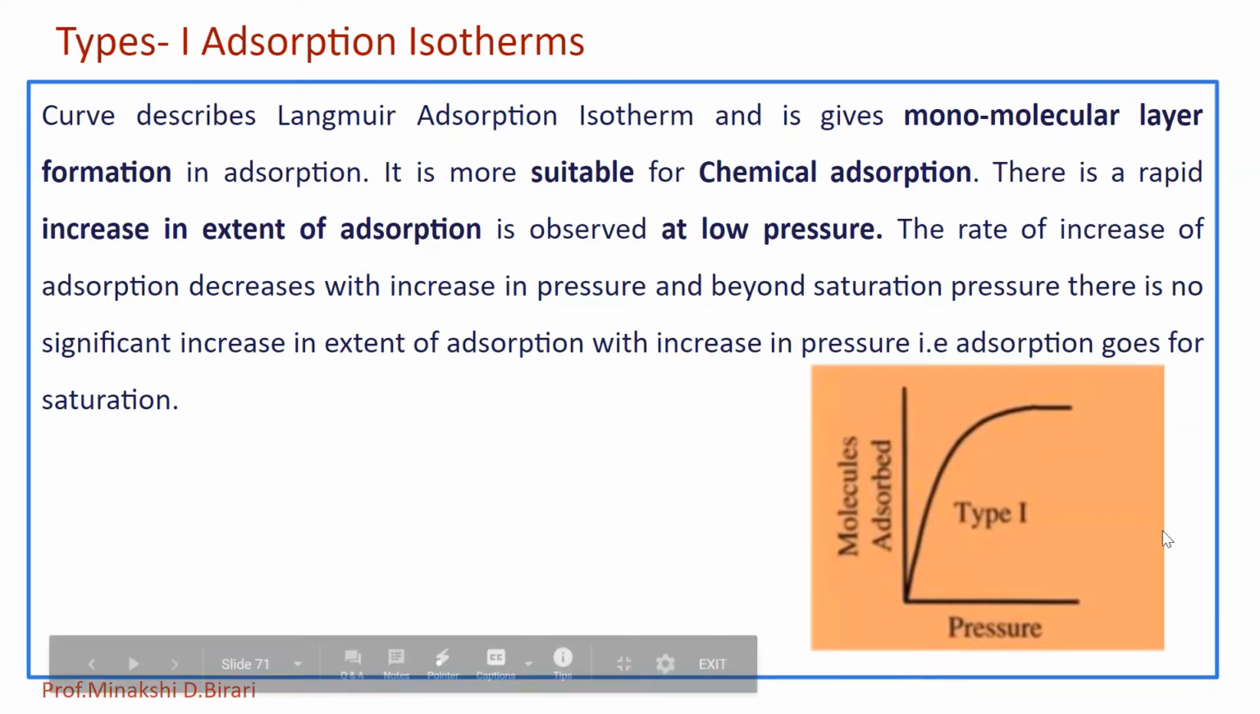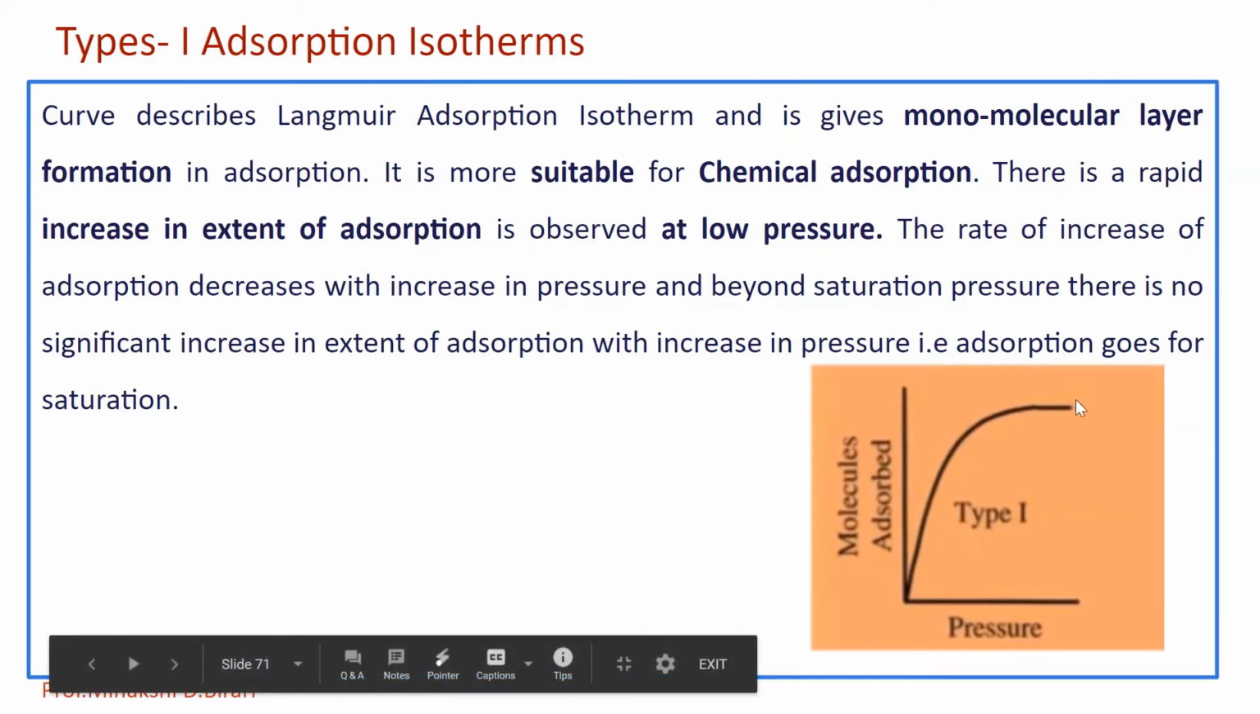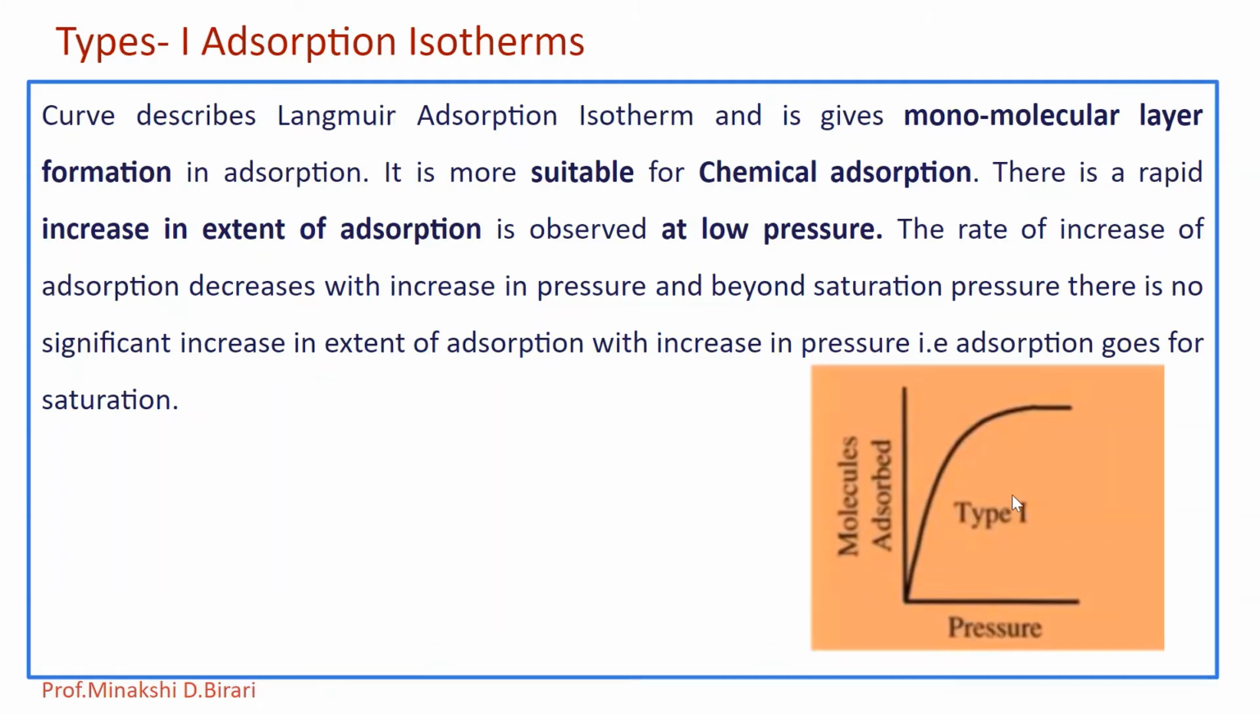This curve describes the Langmuir adsorption isotherm, and it gives monomolecular layer formation in adsorption. It is more suitable for chemical adsorption. There is a rapid increase in extent of adsorption observed at low pressure. The rate of increase of adsorption decreases with increase in pressure, and beyond saturation pressure there is no significant increase in extent of adsorption with increase in pressure. That is, the adsorption goes for saturation.